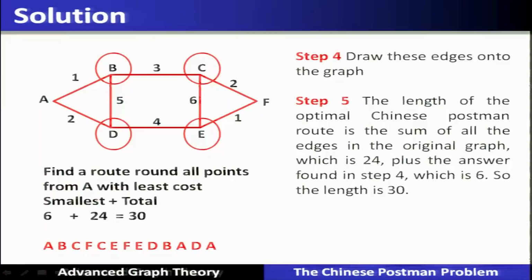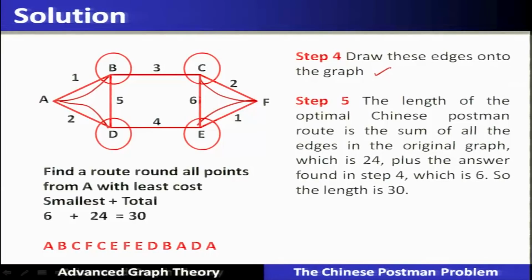So, step number 4 would be to draw the edges onto this particular graph. So, we have basically traversed through these edges. So, let us add the extra edges to connect BE and CD. Having added these edges, we have completed step number 4 of the algorithm.